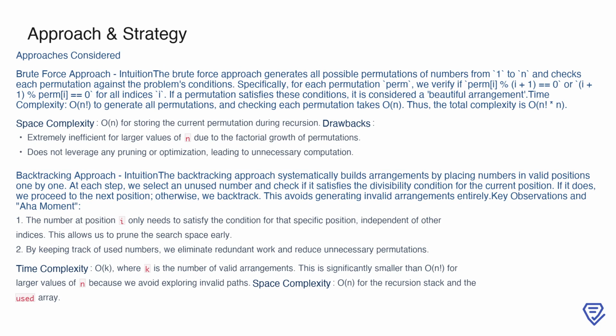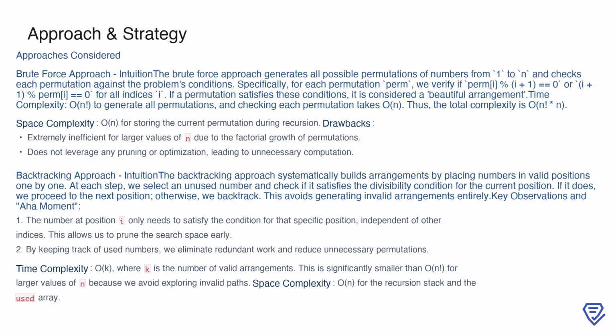To solve the beautiful arrangement problem, let's first consider the brute force approach. The idea here is to generate all possible permutations of numbers from 1 to n. For each permutation, we check if it satisfies the problem's conditions, that is, for every position i, either the value at that position is divisible by i plus 1, or i plus 1 is divisible by the value at that position. While this approach is straightforward, its inefficiency becomes apparent as n increases.